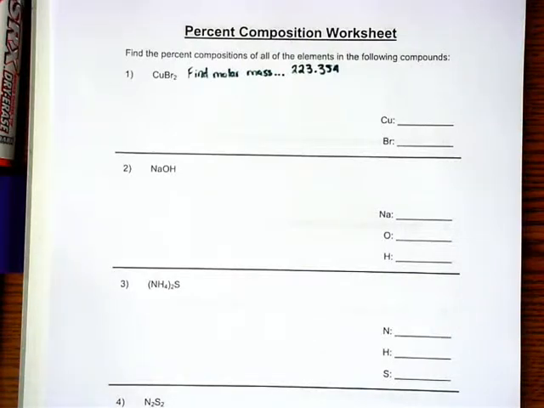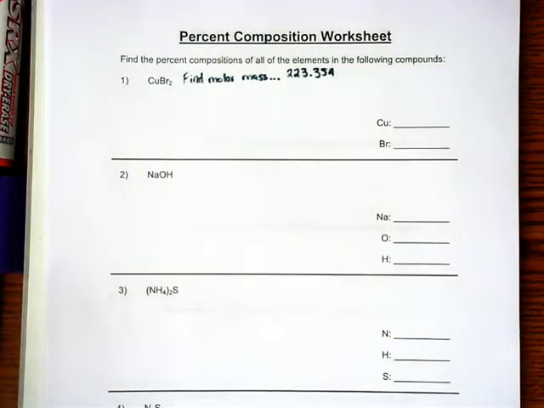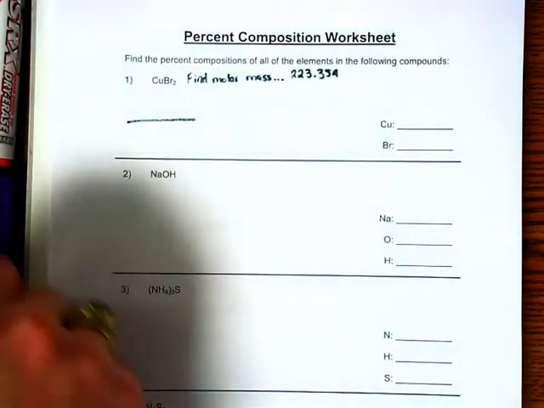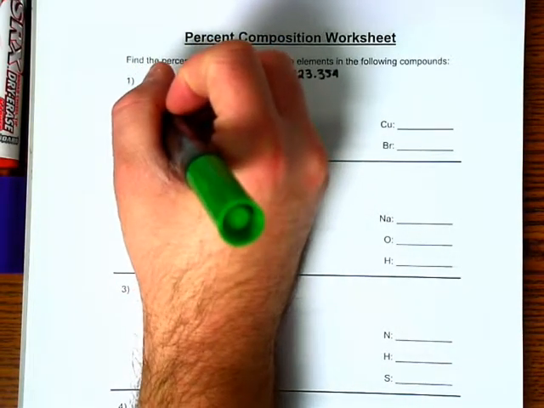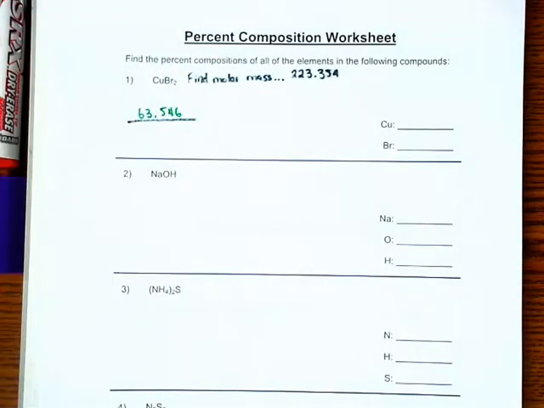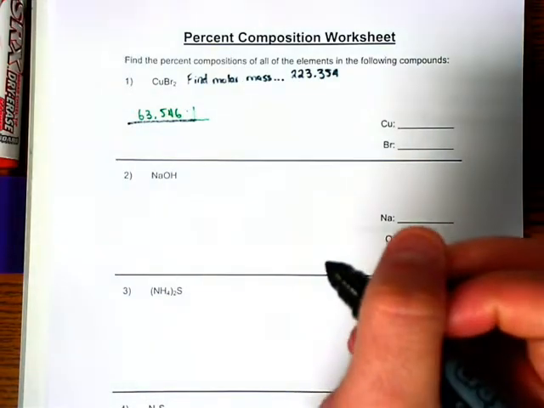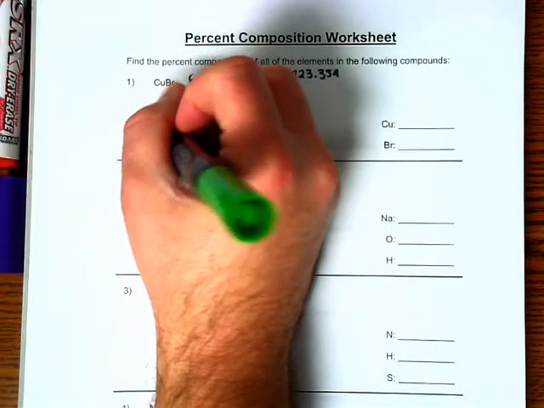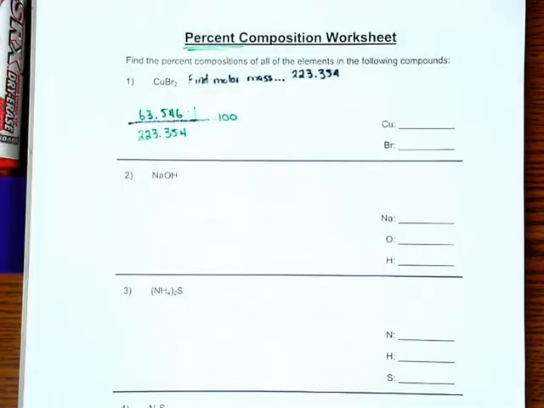We're going to take our molar mass, this number that we just got, and here's what we're going to do. If we want to find the percent composition of copper, I'm going to put copper's mass on top. What is the mass of copper? So 63.546 times... and you always multiply by the number of atoms there are. How many coppers are there? That would be like multiplying by 1 over the entire molar mass, which is 223.354. And then at the end, because this is a percent, you multiply by 100 to get us a percent.